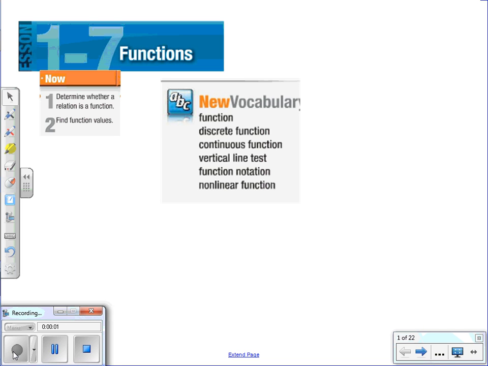Right, guys, 1-7, functions. We're going to determine whether a relation is a function, and we are going to find out about function values today. Second one being a new idea. The first one we have had before. Here are our vocabulary words. Go ahead and write those down, and we will define them as we move along today. But please make sure you take a minute to write those down so you don't miss any in your note taking.